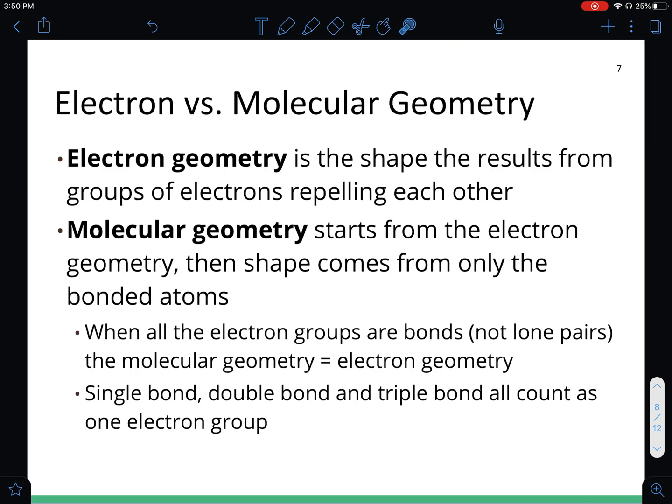Okay, so lone pairs have really high negativity because we have 2 electrons right next to each other. They're not bonded to anything. They're not distributed. So there's a lot of negativity surrounding lone pairs. This causes other electron groups to be pushed further away from those.